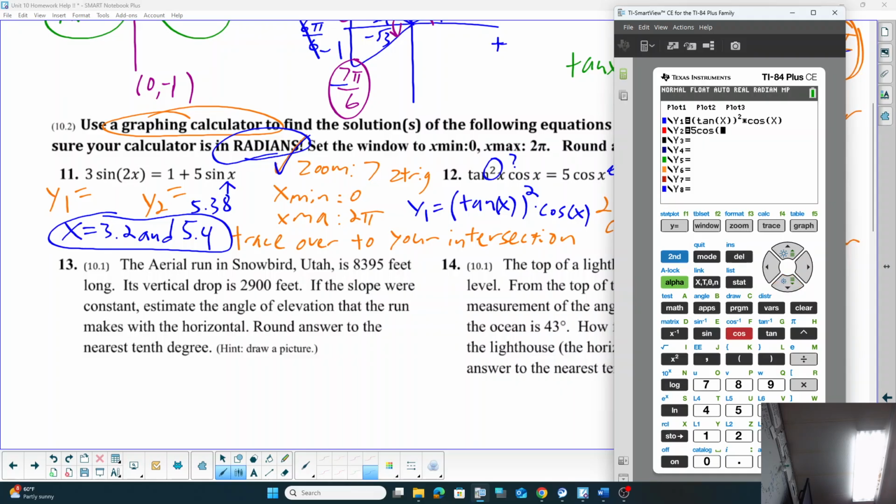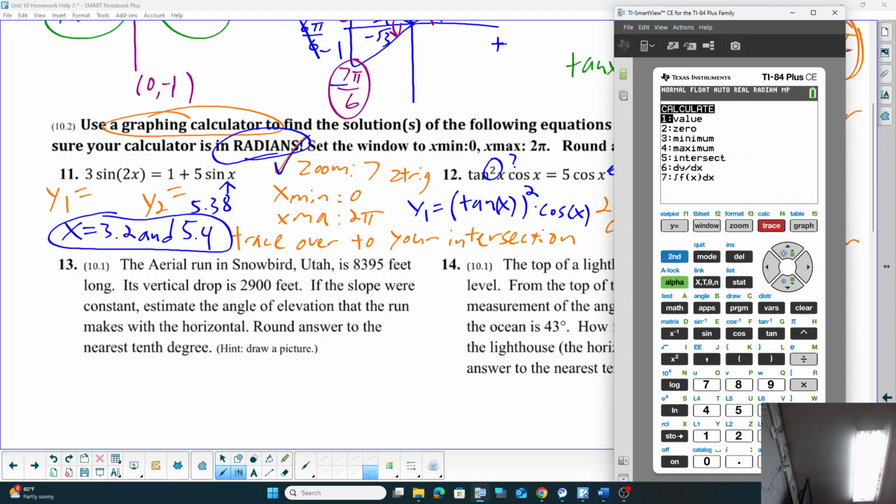So now you do 5 cosine of x. There you go. And now we have some intersections there. We have 4 of them. And so I think I helped you on Canvas a little bit with these to help you know where they are. So here's the second intersection.